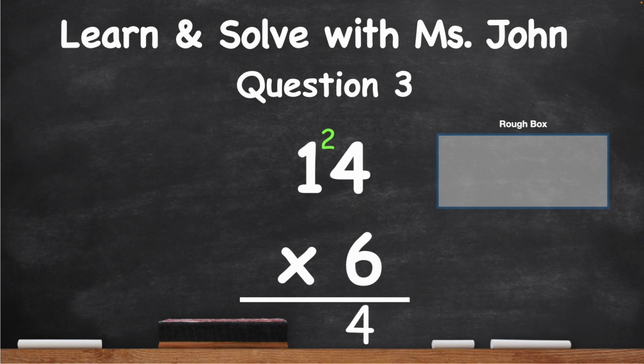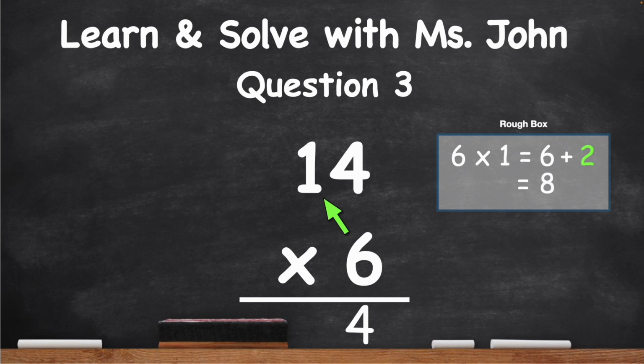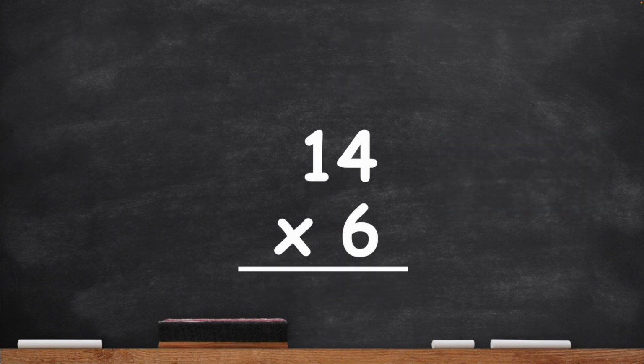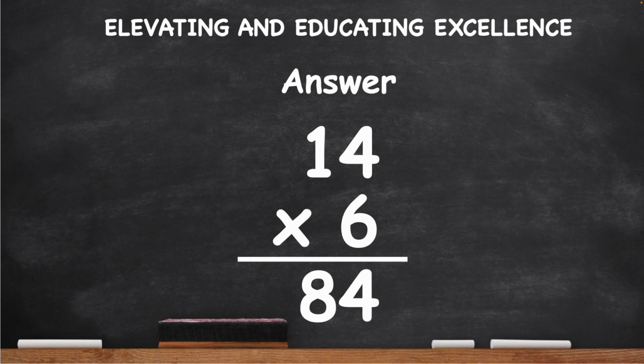Now we're going to solve 6 times 1. In this rough box, we're going to write 6 times 1. 6 times 1 equals 6. Now the number that we carried, we're going to add to this number. So 6 plus 2. 6 plus 2 equals 8. And now we're going to put 8 in the tens column of the answer section. 14 times 6 equals 84.